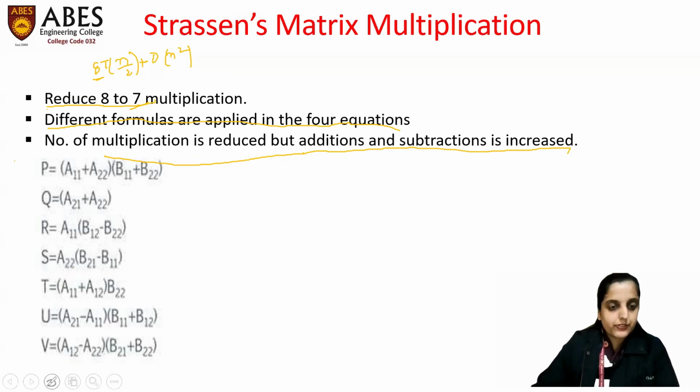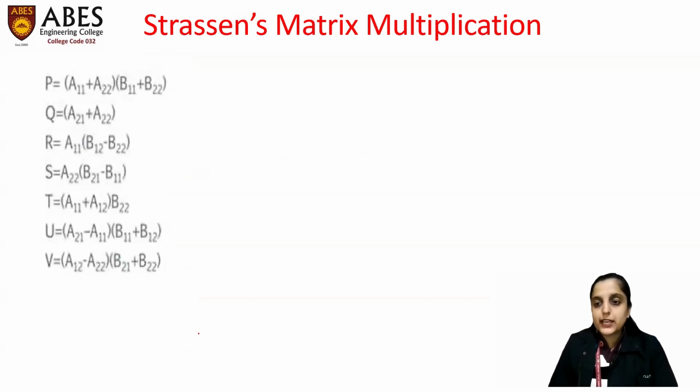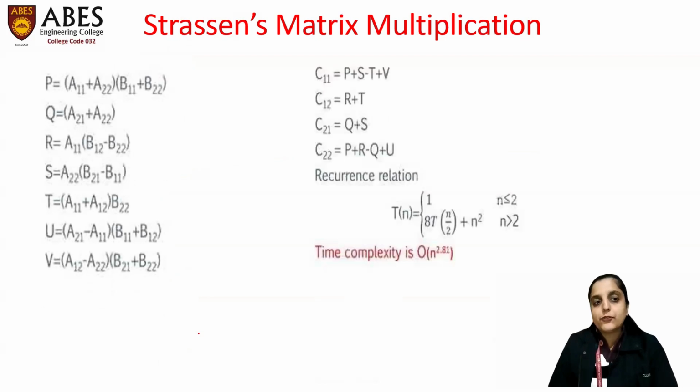So first of all, we have to find out the value of P, Q, R, S, T, U, and V. First you have to calculate the values of P, Q, R, S, T, U, V, and after that, by computing these, you have to apply these values in these four equations.